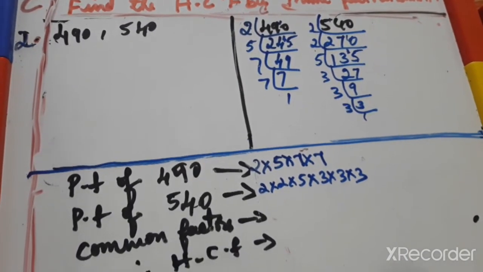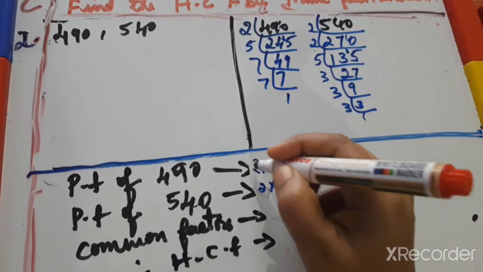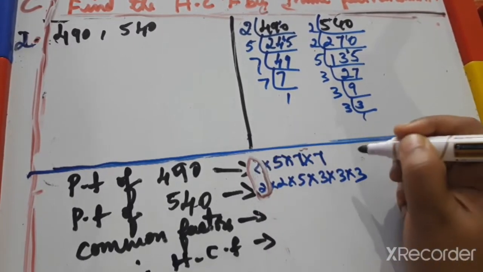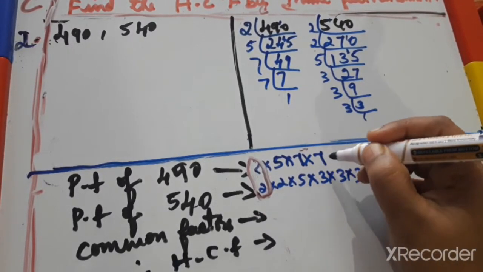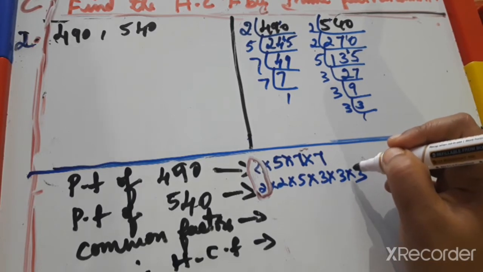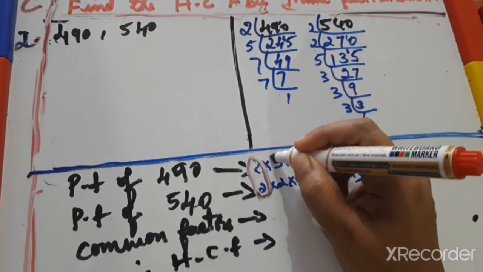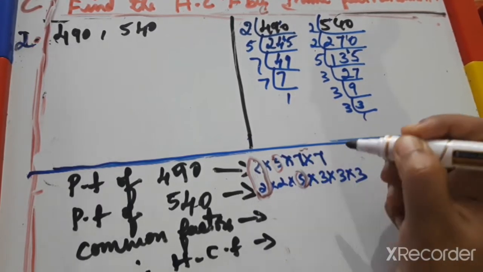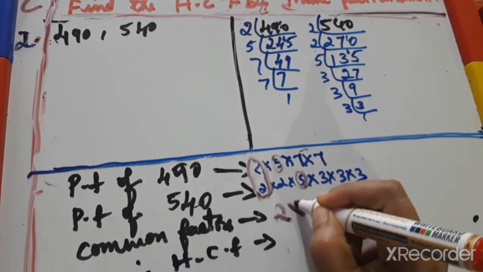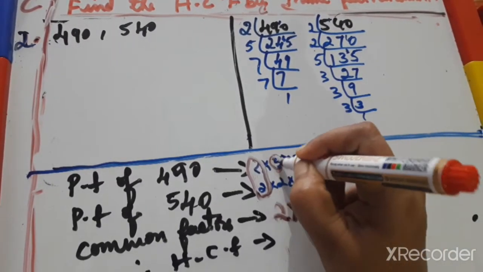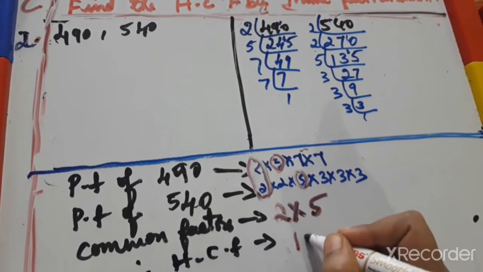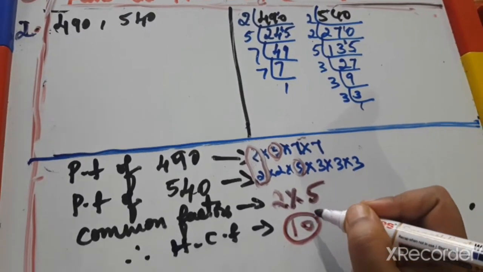Now, the factorization: which factors are common? 2 is a common factor. Then 5 is common. 3 is not common. So 2 and 5 are the common factors. Therefore, the HCF is 2 5s are 10.